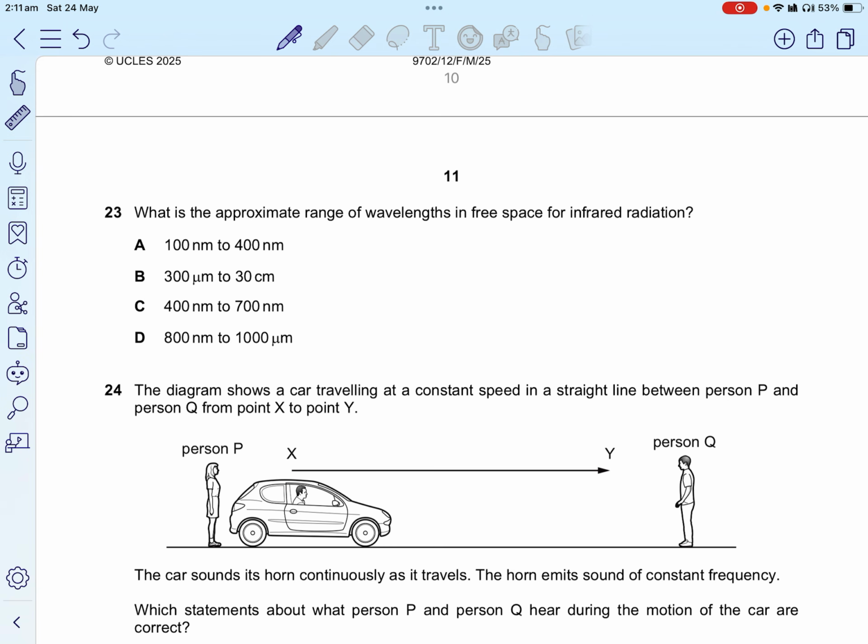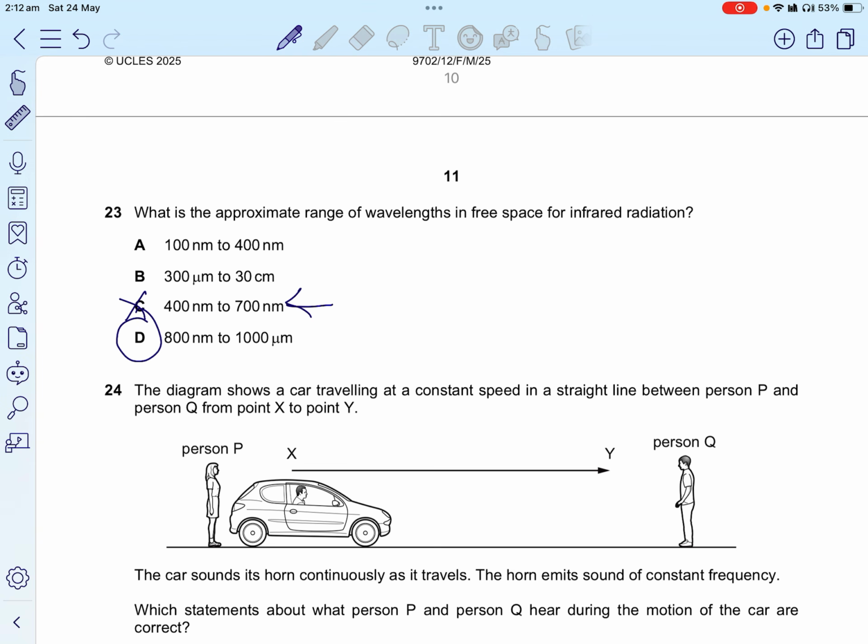Question number 23. What is the approximate range of wavelengths in free space for infrared radiation? Now, I know that visible light is basically 400 nanometers to 700 nanometers, this option. Obviously I have radio waves, microwaves, infrared, and then visible light. So infrared is supposed to have a wavelength which is greater than visible light. That means greater than C. So the option would obviously be D.